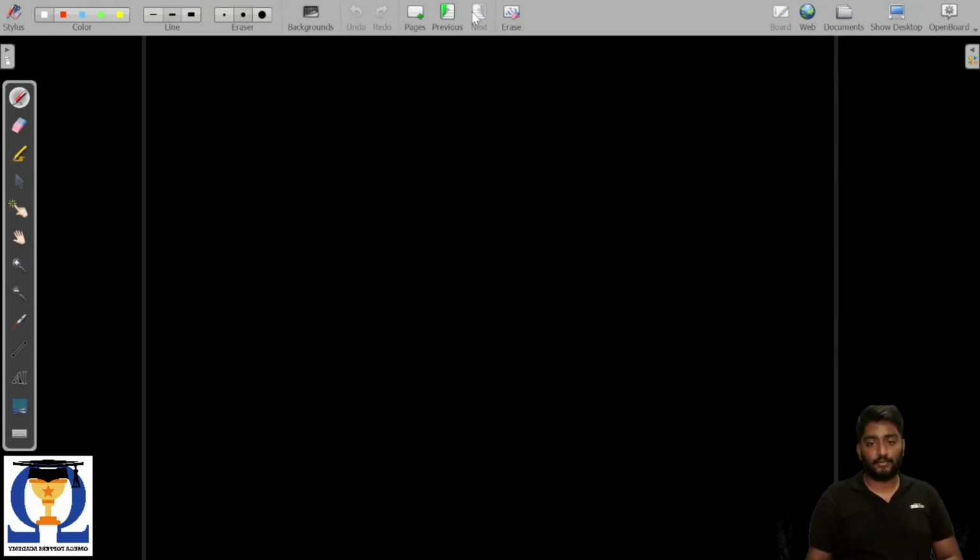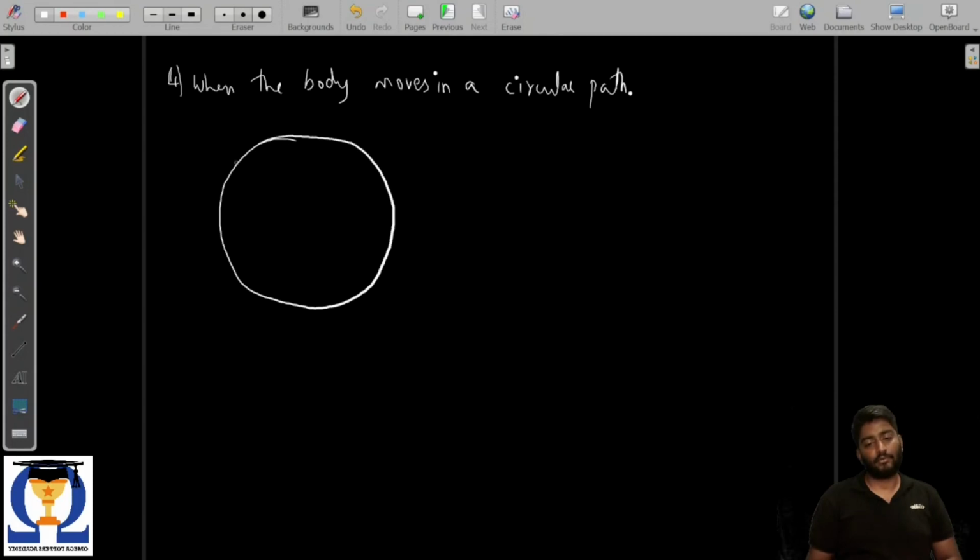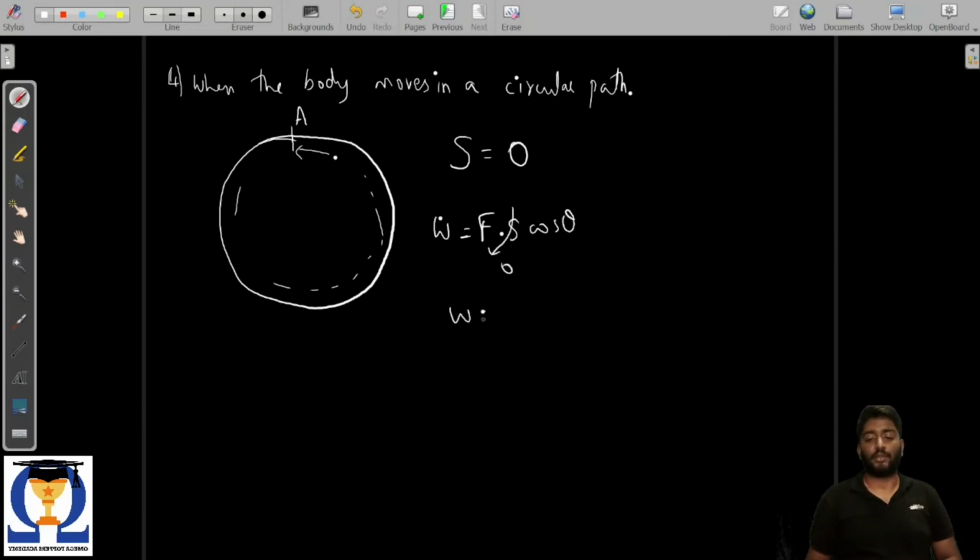Let us move on to the next case. When the body moves in a circular path. Let us say this is a circular path. Let us say you're starting to run from point A and you run all the way in this direction and you come back to the starting point. So the effective displacement that you have undergone will be equal to 0. If you finish at the same point you're starting at, the displacement is 0. Even though you've traveled some distance, the displacement that you've undergone is 0. So the work done in this case, F into S cos theta, S itself is 0. So my work done is 0.